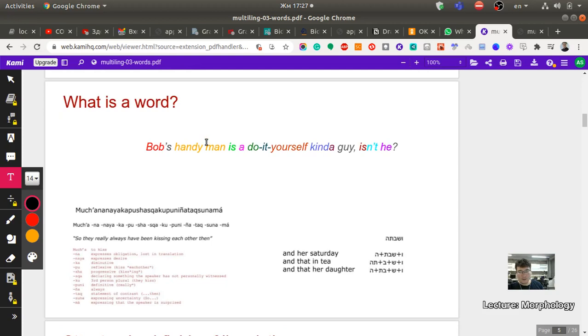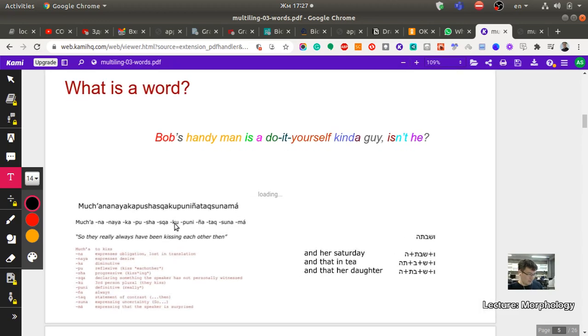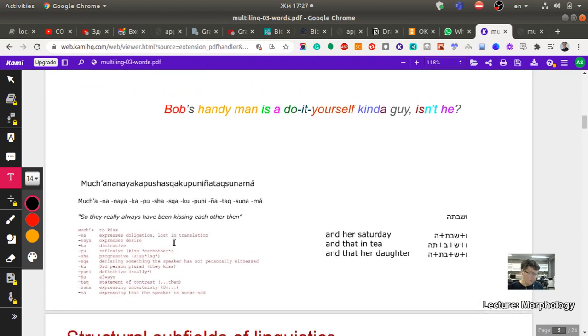So again, we go further, and this, for example, is the word machana ya kapushaka puni na taksunama. If I pronounce it correctly, I think it's from polysynthetic languages, where one word consists of many parts, and each part means something. So for example, it means "so they really always have been kissing each other now and then." And in Kazakh, it also has these parts that make a big word.